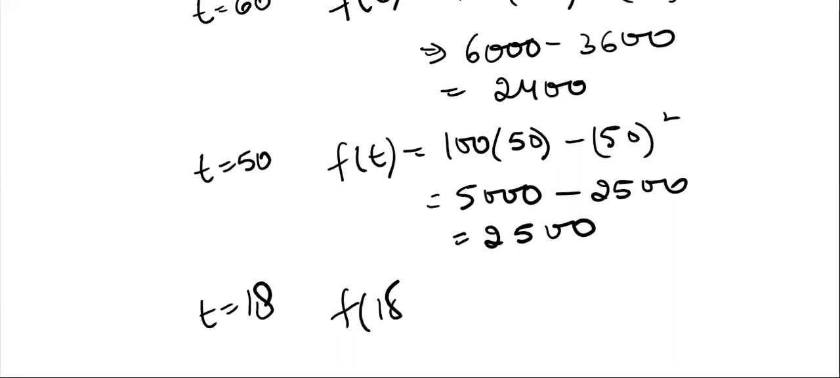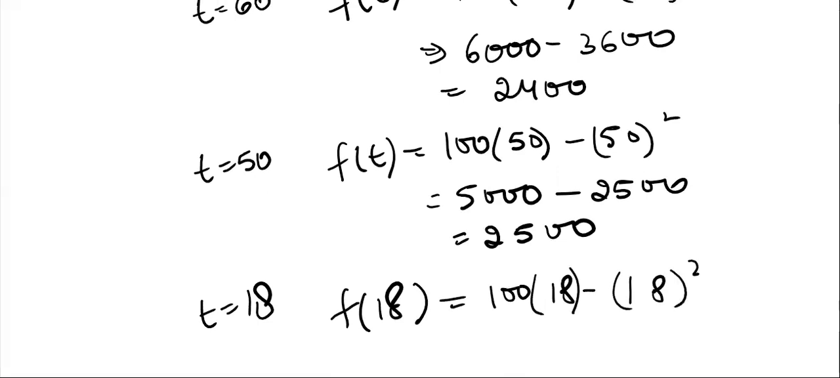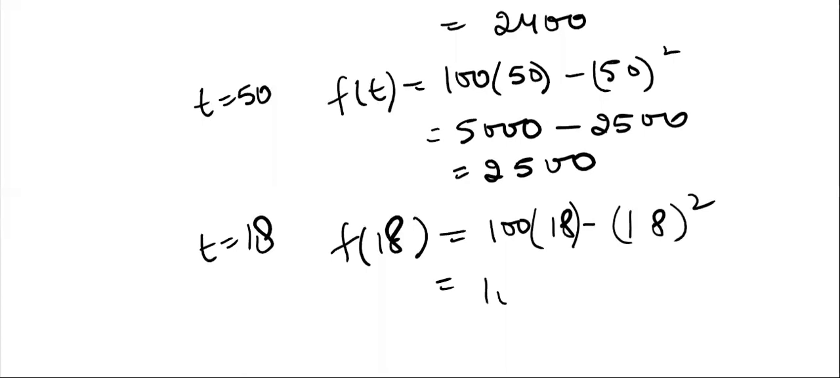And what will be the value of f of t when t is 18? F of 18 would be 100 into 18 minus 18 whole square. So this would be 1800. Now, one thing that you have to remember here before I keep solving it: I am not taking t equal to 0. My question specifically mentions that I have to start from t equal to 18.